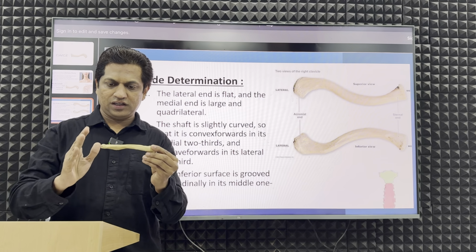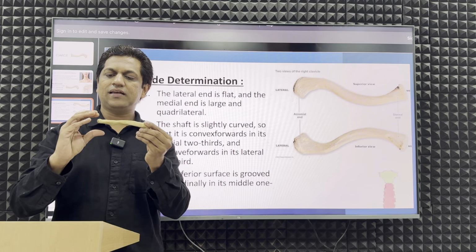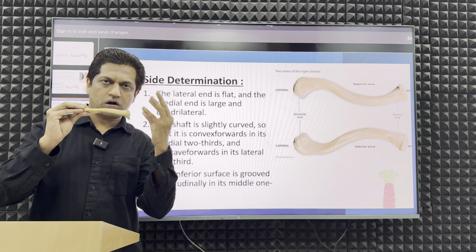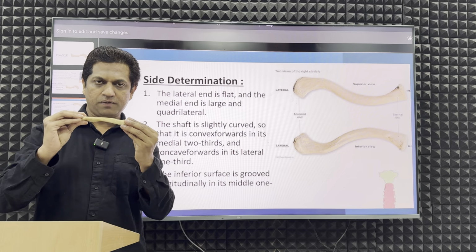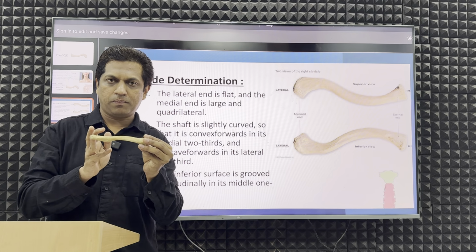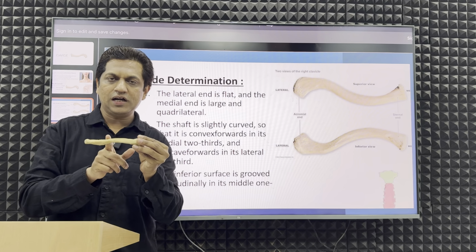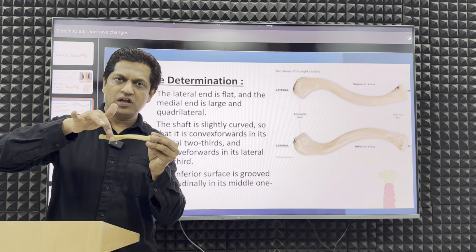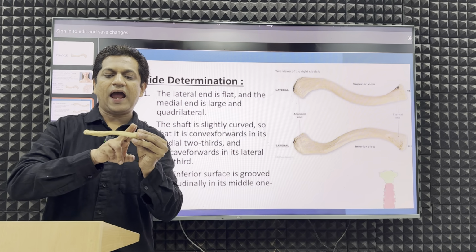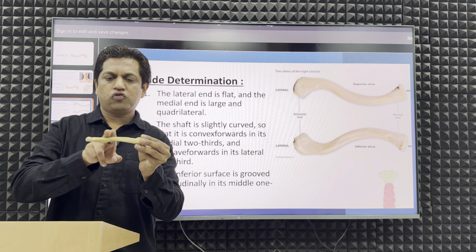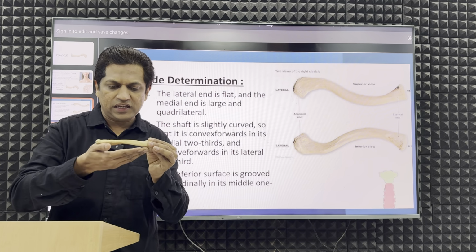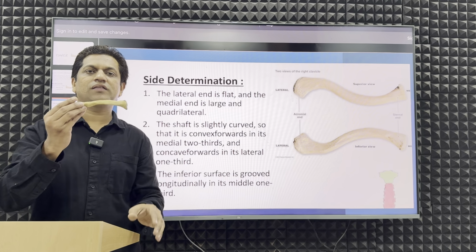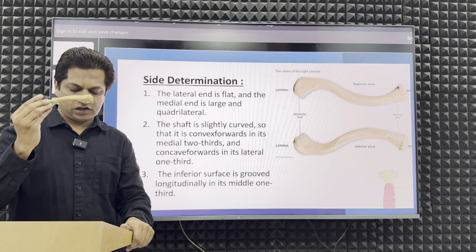So the first important thing is that the lateral side is flattened, and the medial side is elongated or rounded, quadrilateral in shape. The shaft, that is the middle part, is S-shaped: the medial 2/3 is convex anteriorly and the lateral 1/3 is concave anteriorly. The superior surface is usually smooth because it is subcutaneous, and on the inferior surface you will feel some ridges. So this is how you determine the side of the clavicle.